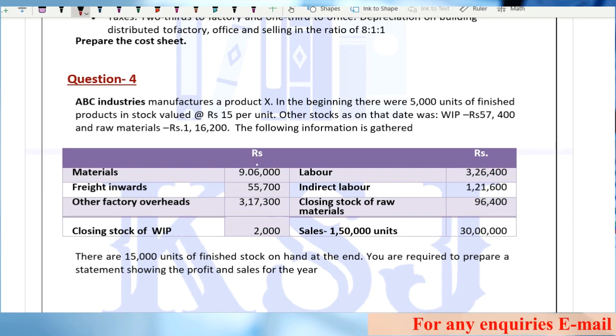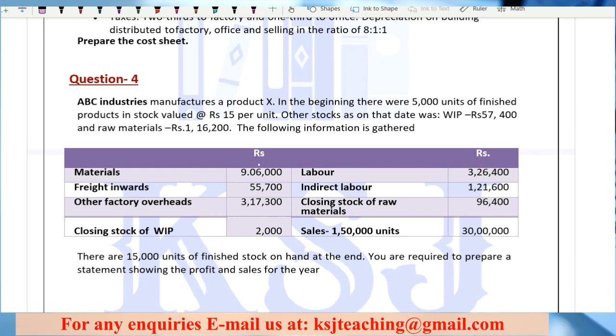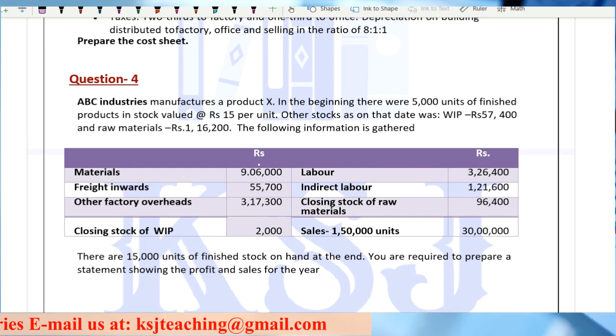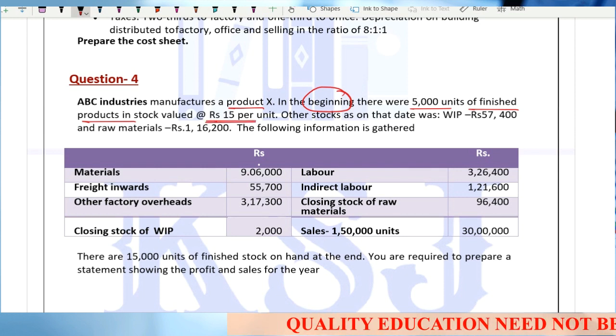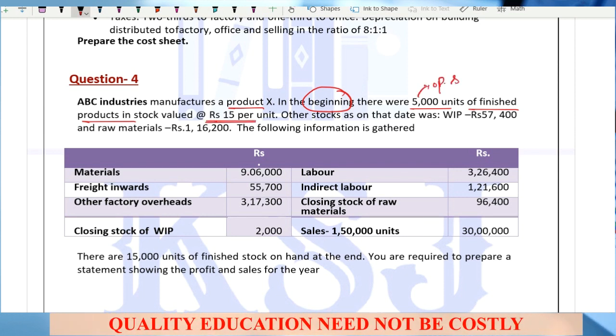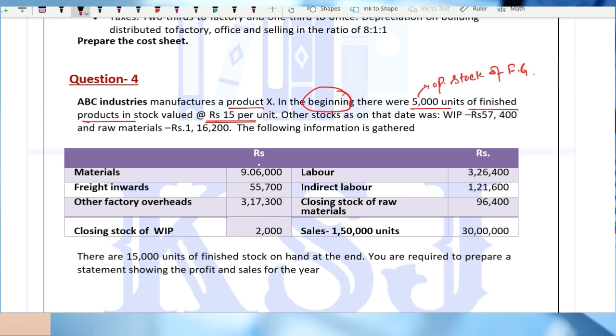Now, let's start with question number 4. A very simple question. Only one point is to be discussed in this question, nothing else. ABC Industries manufactures a product X. In the beginning, there were 5,000 units of the finished product in stock, valued at rupees 15 per unit. Now, this is what? This is the opening stock of FG. Any doubts in this? Very good, sir.